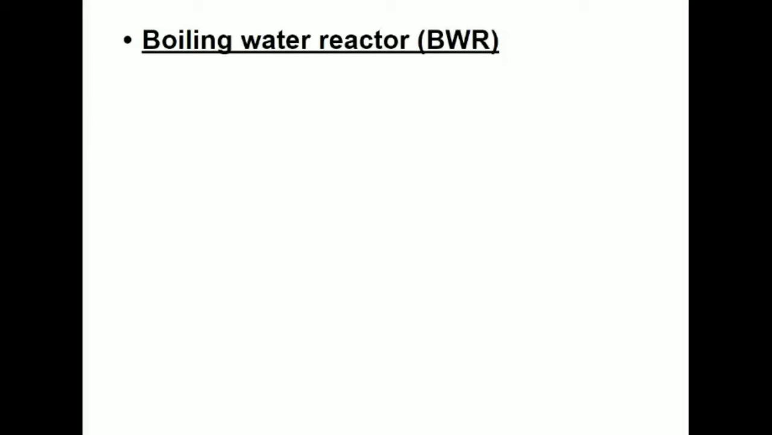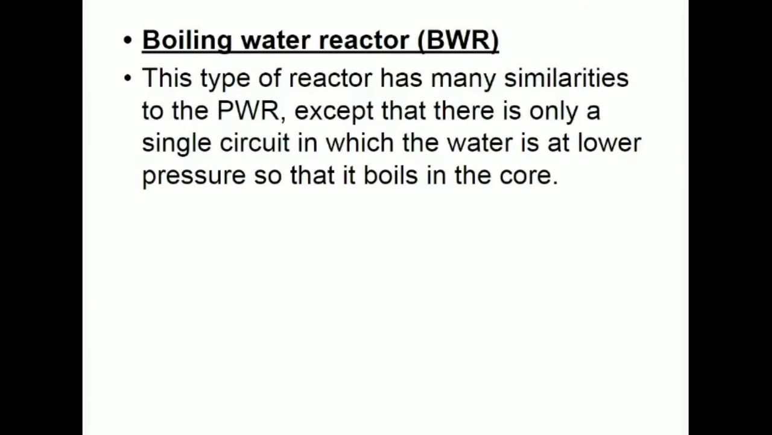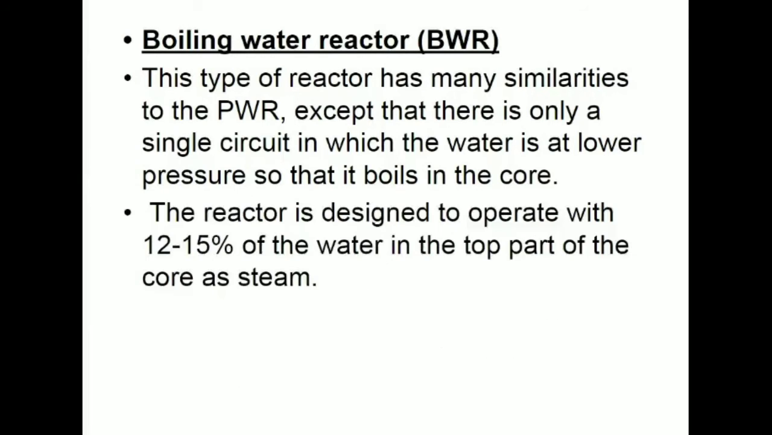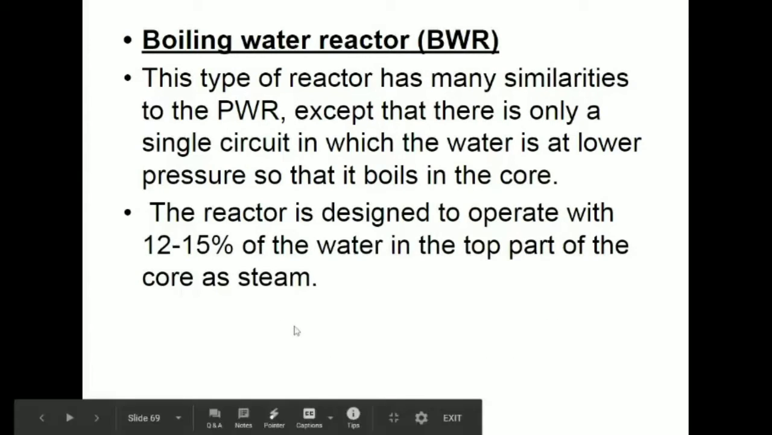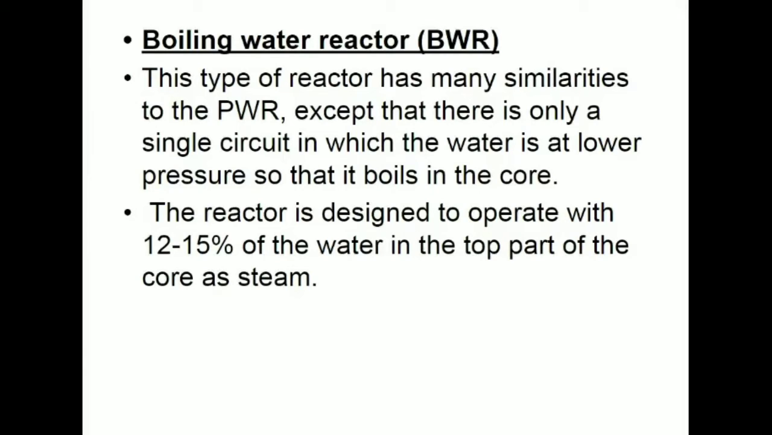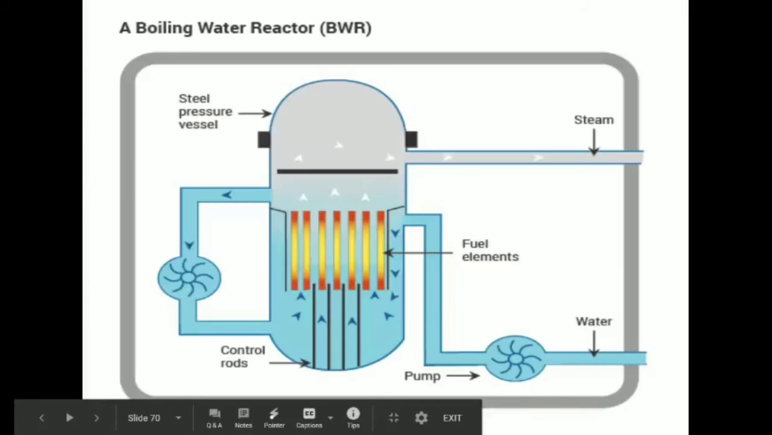Then another type of reactor is the boiling water reactor, BWR. This type of reactor has many similarities to PWR except that there is only a single circuit in which the water is at lower pressure so that it boils in the core. So the pressure is not increased so that water gets boiled inside the reactor vessel itself. The reactor is designed to operate with 12 to 15% of the water in the top part of the core as steam. So steam is actually produced in the reactor vessel itself.